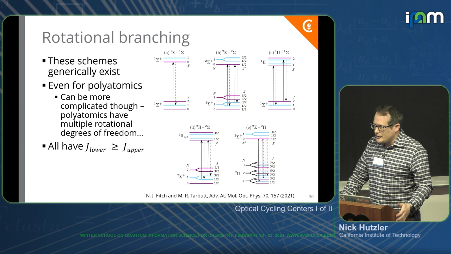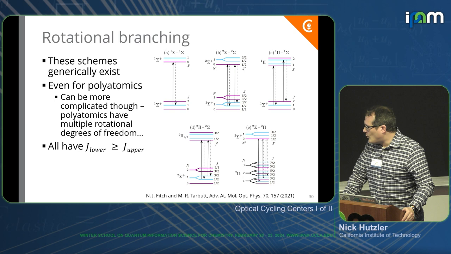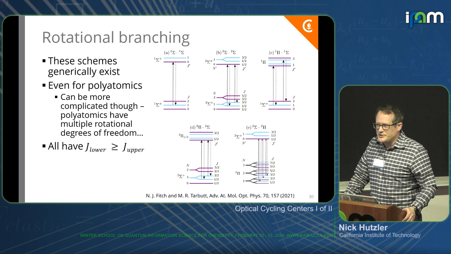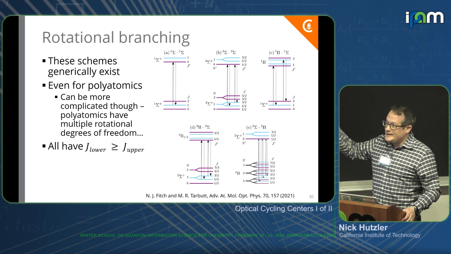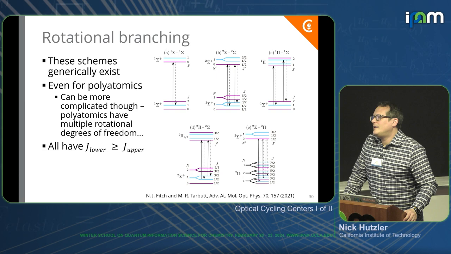In one of the molecules we work with, YBOH, it's anomalously large, like 1 or 2%. But those are generally negligible. Yeah, you will get leakage to higher rotational levels, even with something like calcium, because ytterbium has a really big hyperfine constant. Yeah, it's gigantic.